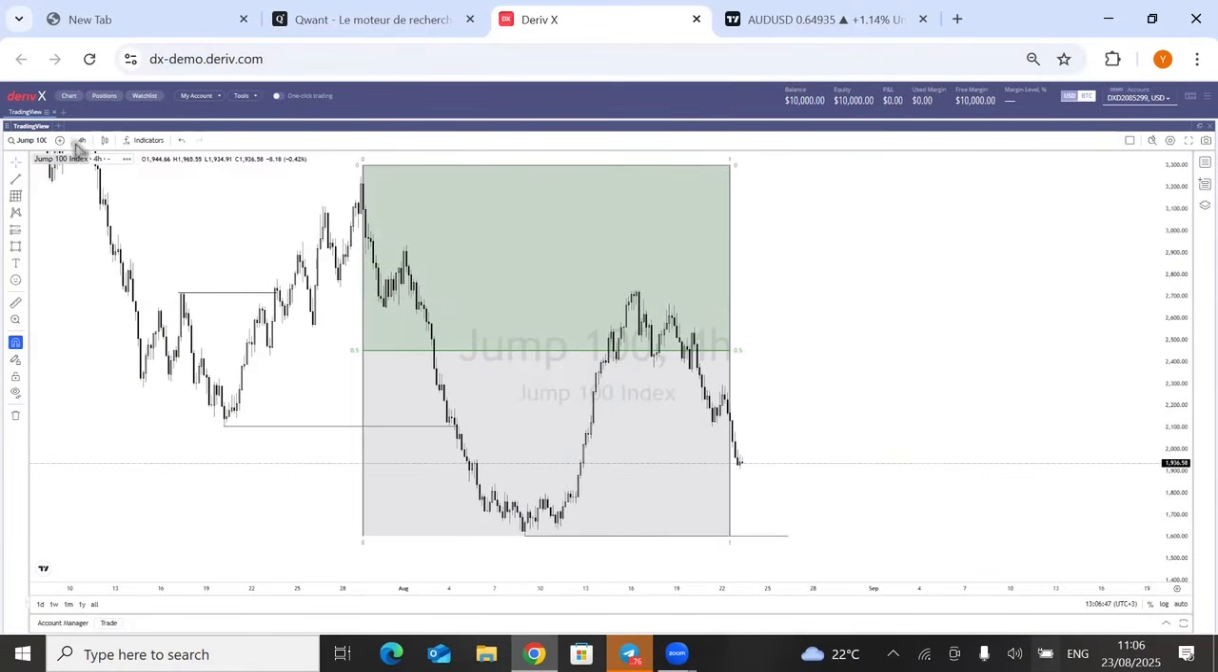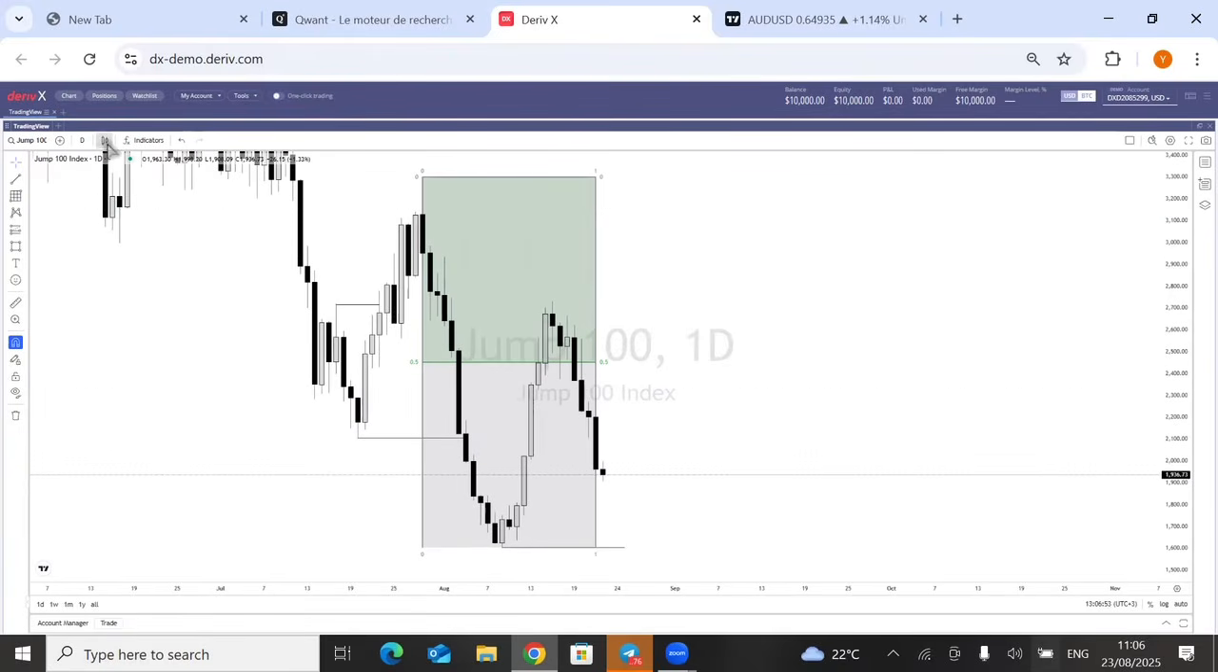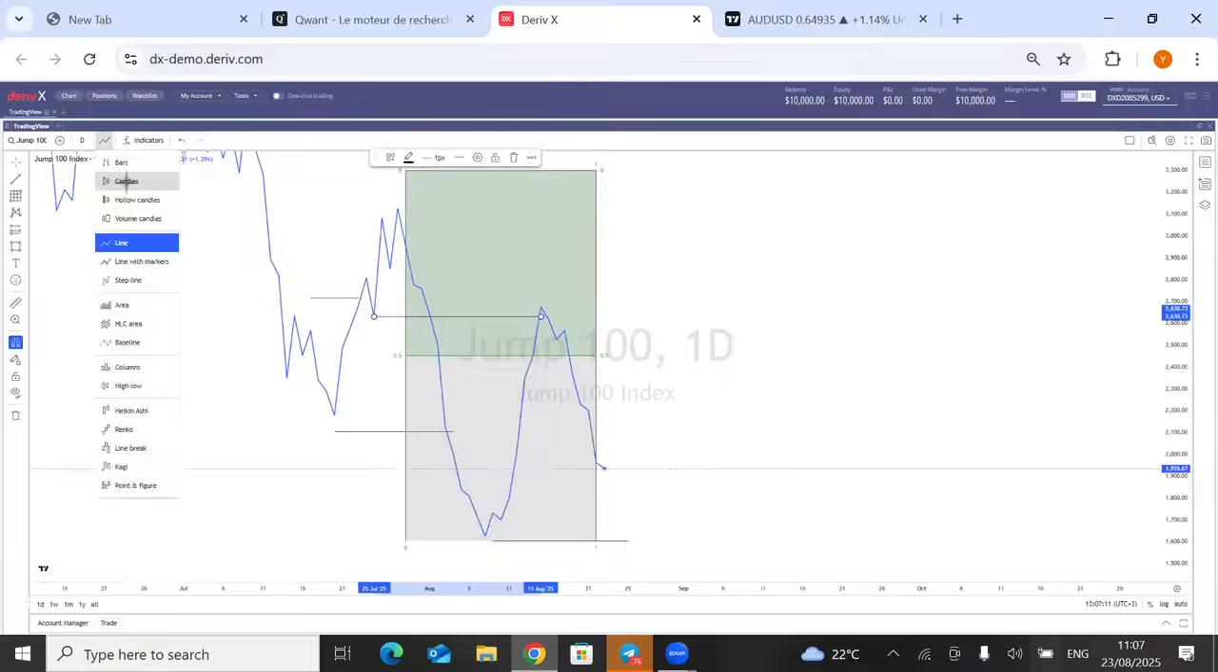I go higher a little, and I'm going to spot this. If I turn on line chart, I spotted this V-shaped key level which failed. This V-shaped key level failed, so automatically it's going to turn into an A-shaped key level. Some people call this a breaker block, so it's kind of a breaker block. Let's turn this back to candlestick chart.